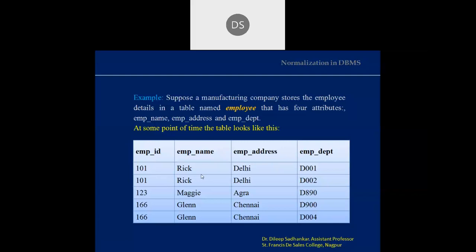Now, you can easily observe in the table that for EMP ID 101, there are 2 entries in the database. That is the problem actually, because for one particular employee there should be only 1 entry. But this person is working in 2 different departments. This is the last column you can see, D001 and D002. So ultimately we need to add 1 more entry for the EMP name Rick. This is what is called insertion anomaly.